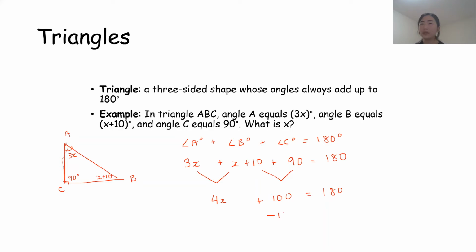So now, kind of like before, we just do a little math. Subtract 100 from both sides to get 4x is equal to 180 minus 100, which is 80. So we divide both sides by 4 to find out what x is, and I'm just going to move to the side here because I don't have space. 4x divided by 4 is x, and 80 divided by 4 is 20. So x is equal to 20 degrees here.